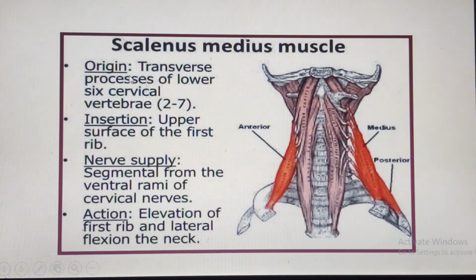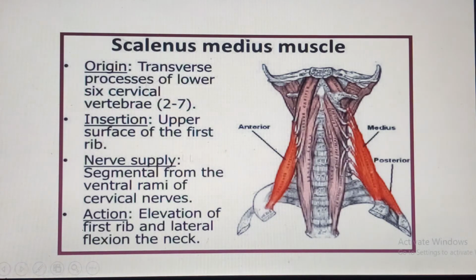And therefore, we say that the origin of the scalenus medius muscle is from the transverse processes of C2 all the way to C7. It then comes all the way to insert on the superior aspect of the first rib. I don't need to tell you, it also assists in elevation of the first rib, as well as helping in lateral flexion of the neck.